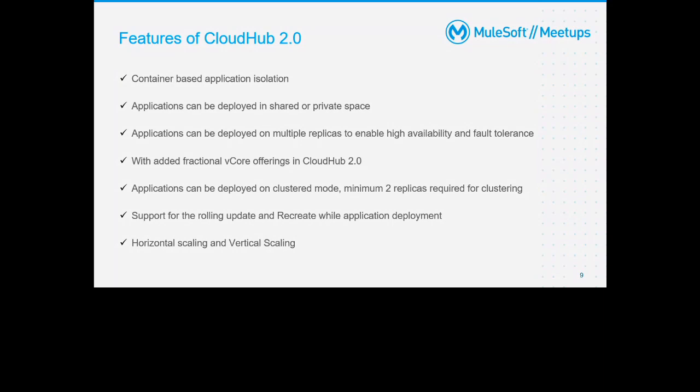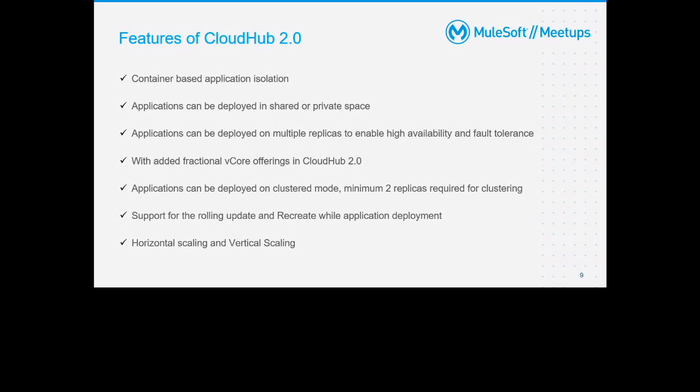Coming to the next, with the added fractional vCores offerings in CloudHub 2.0, we can compare with CloudHub 1.0. In CloudHub 1.0, the vCore sizes are like 0.1, 0.2, 1, 2 vCore. But in CloudHub 2.0, the vCores are 0.1, 0.2, 0.5, 1, 1.5. The .5 series is coming in CloudHub 2.0. In CloudHub 1.0, we can assign a maximum of 16 vCores for one worker, but in CloudHub 2.0 we can assign a maximum of 4 vCores per replica.